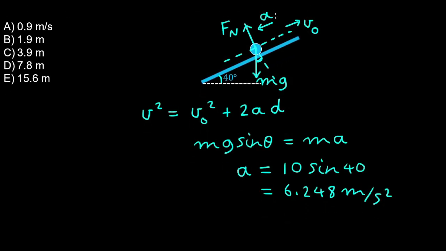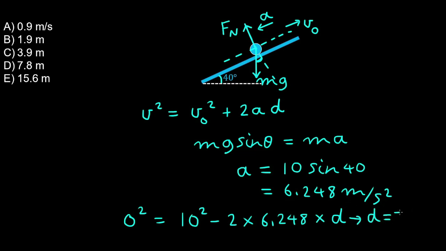And noting this acceleration points to the left, we have the final velocity squared is equal to the initial velocity squared plus 2 by negative a, which is minus 2 by 6.248 by d. And then solving for d, we get 7.8 meters. So the correct answer is D.